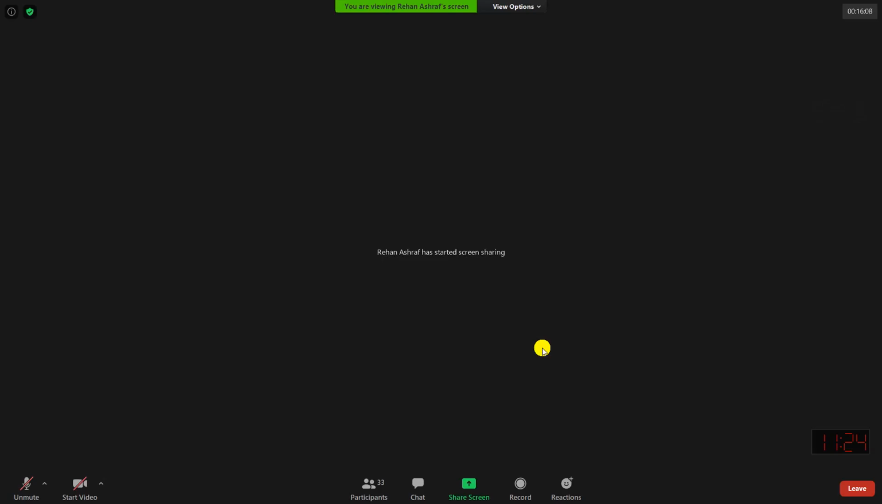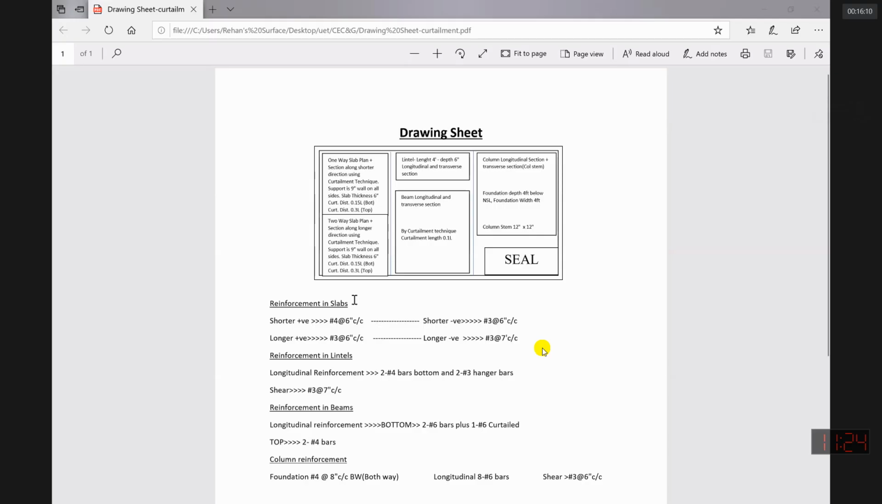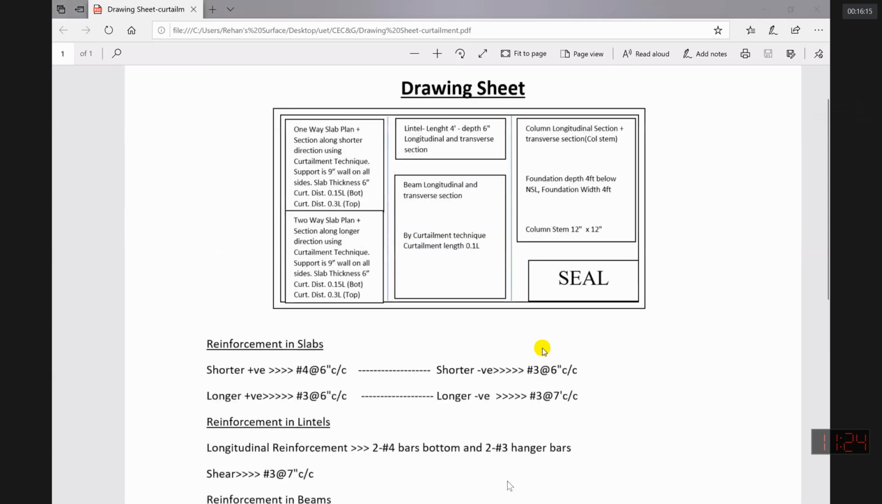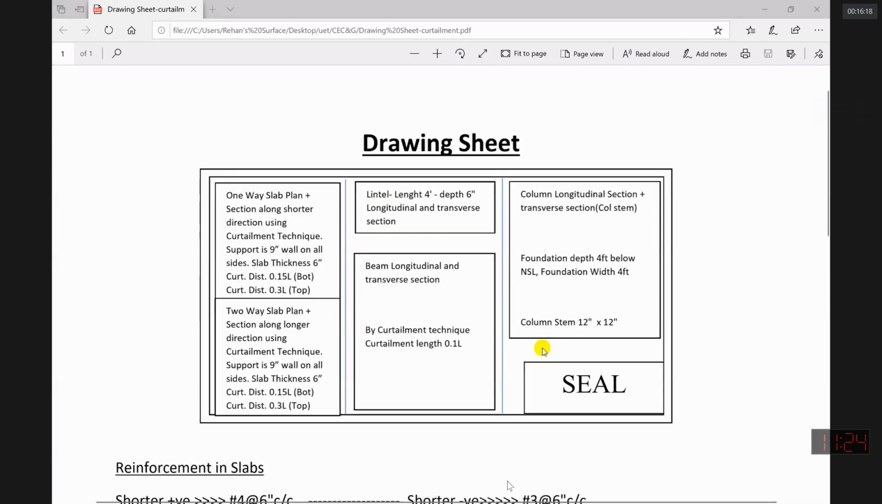Now I would share the task which you have to basically perform, your next assignment. Now can you see the screen? Okay.